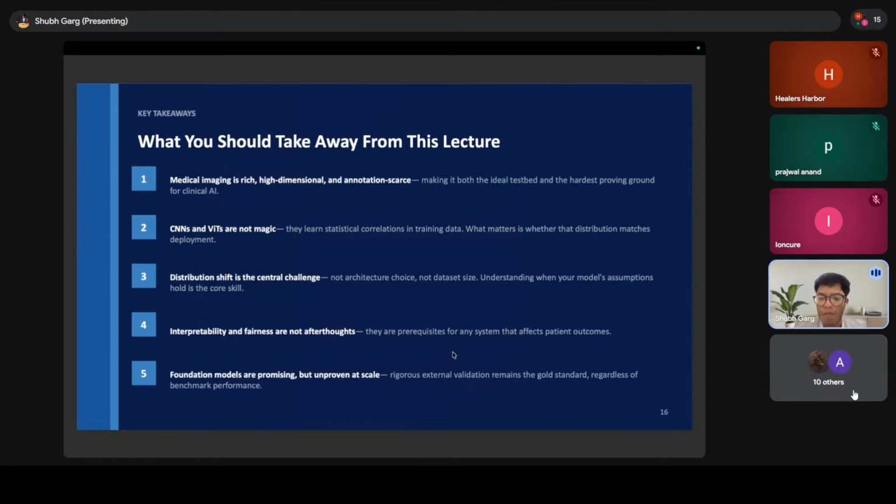Large foundation models are promising but unproven at scale in clinical deployment. So external validation on diverse real-world cohorts remains the gold standard. Be skeptical of benchmark performance. Be rigorous about real-world evaluation. Thank you so much.